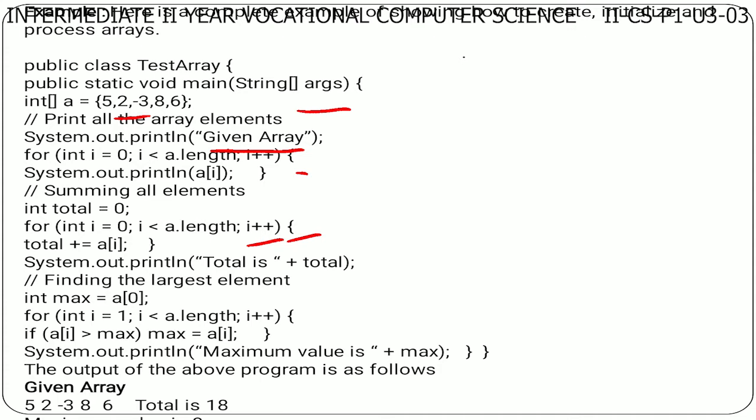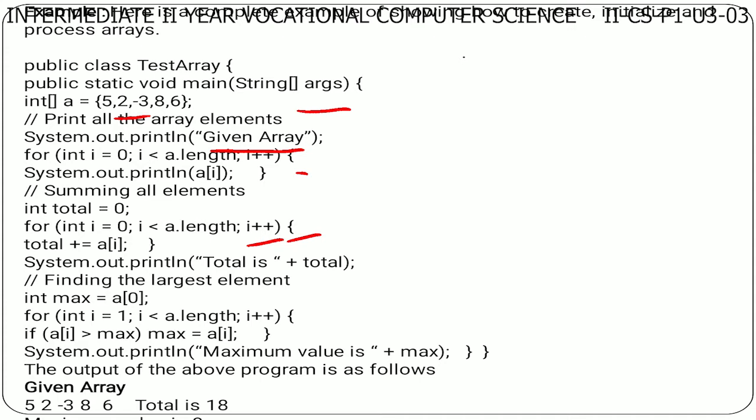So here I am comparing a[i] with max. If a[i] is greater than max, then max will be assigned a[i]. So here first I am assigning max = a[0]. So max would be a[0], which is 5. So max equals 5.